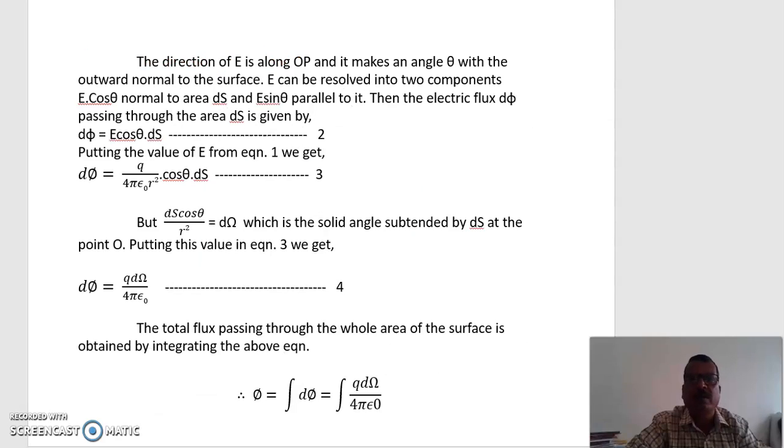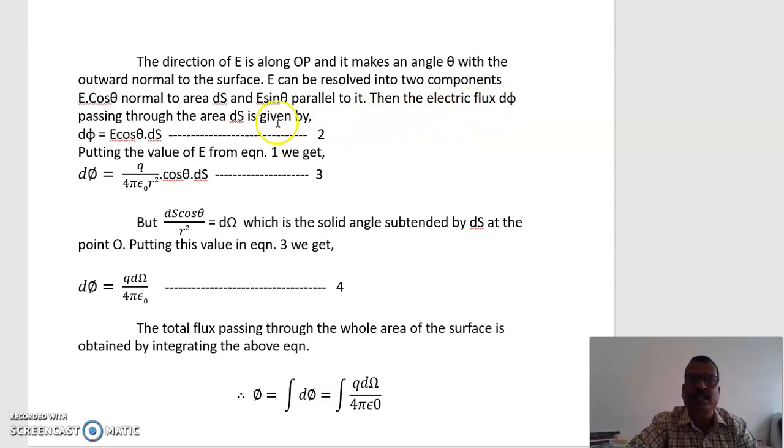Therefore, the direction of E is along OP and it makes an angle theta with the outward normal to the surface. E can be resolved into two components: E cos theta normal to the area ds and E sin theta parallel to the area.